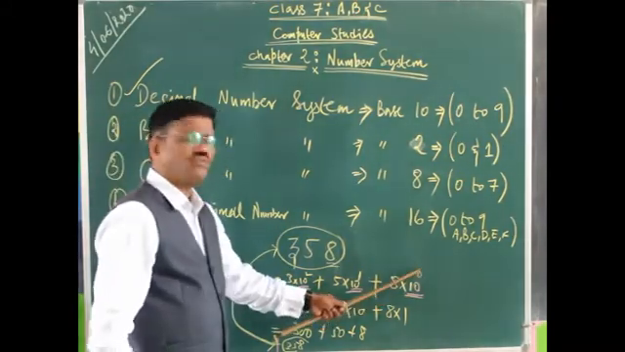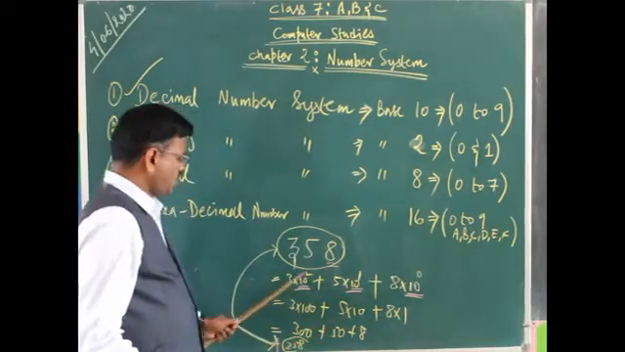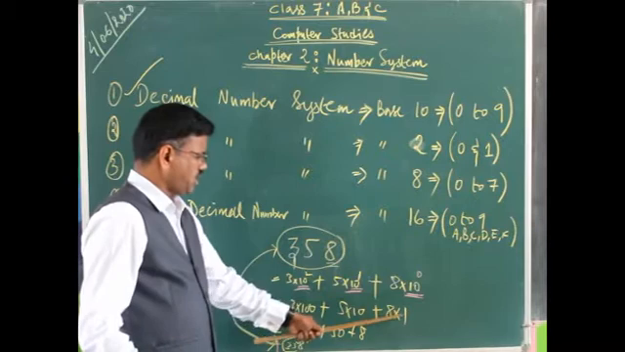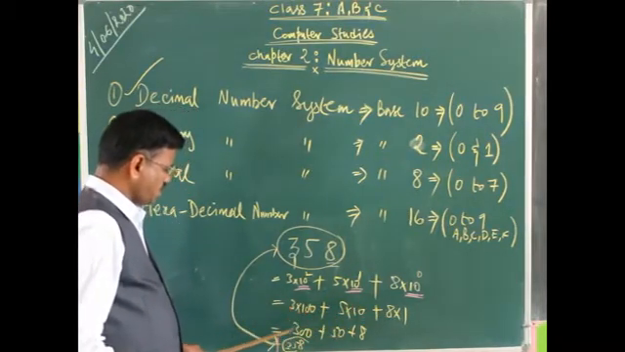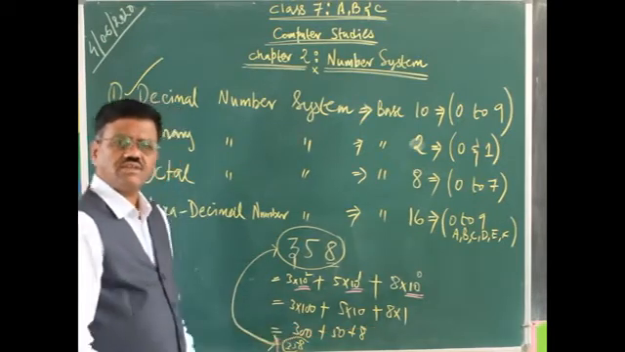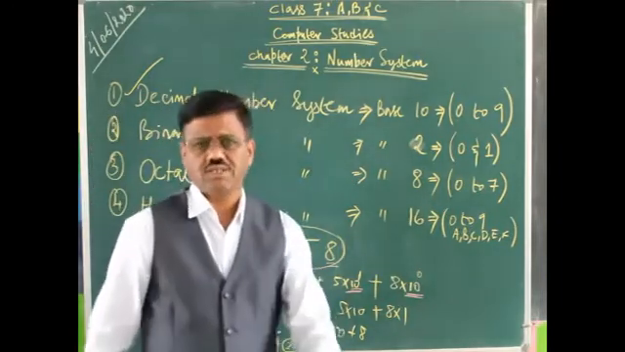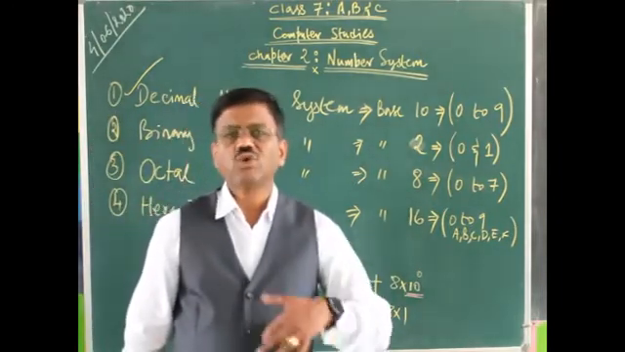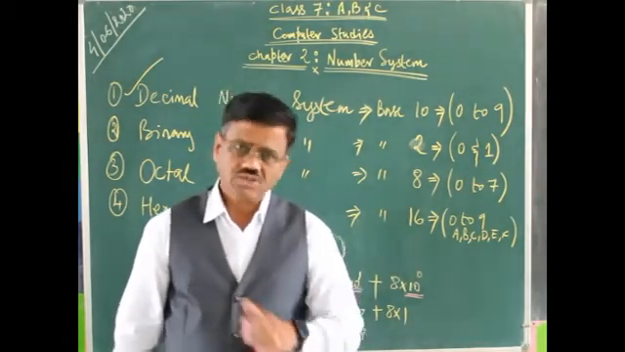As you all know, 10 to the power of 0 is what? 1. 10 to the power of 1 is 10. 10 square is 100. Multiply this and this. 1 into 1 is 1. 5 into 10 is 50. 3 into 100 is 300. 300 plus 50 is 350. 350 plus 8 is 358. So, why is it called decimal? Because we use base 10. Base 10. Is it clear?